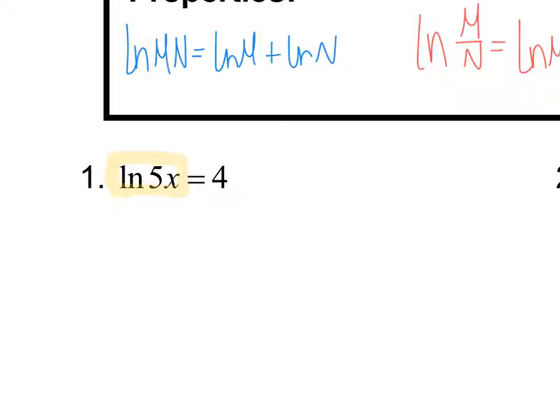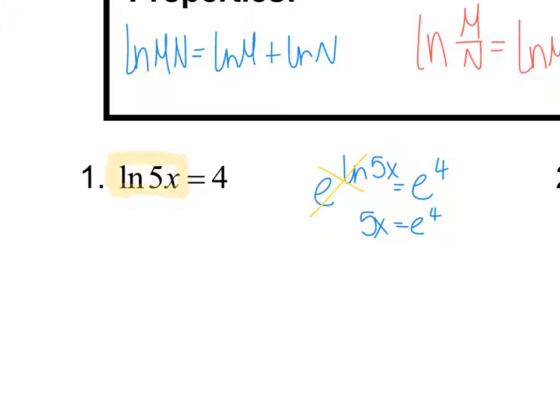And like I talked about in the video on Friday, you can do one of two things depending on who you get help from. You can either what some people call e both sides. So, sorry, I forgot to change it back. E both sides. Just make sure that whatever you do to one side of the equation, you do to the other side. These quote unquote cancel each other out. You get 5x equals e to the 4th and go from there. Okay?